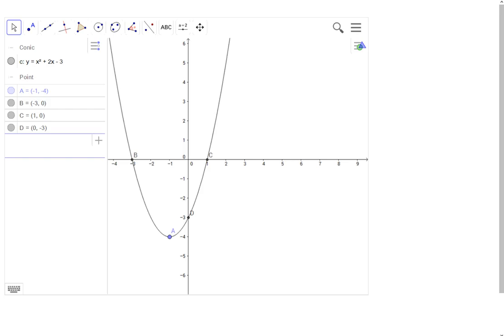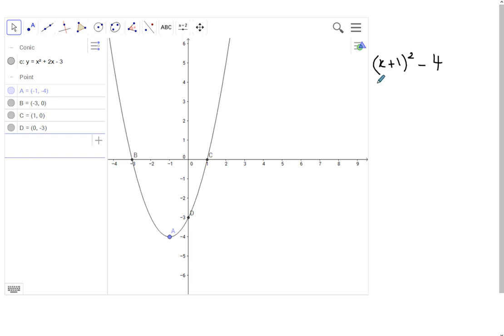you can tell that's what we've got. You can see the minimum point is minus 1, minus 4. So if you're given this parabola and asked to find the equation of the graph, then you remember that that came from completing the square. So then you just have to change the sign of the x. So you've got x plus 1 squared, and the y will be the minus 4.